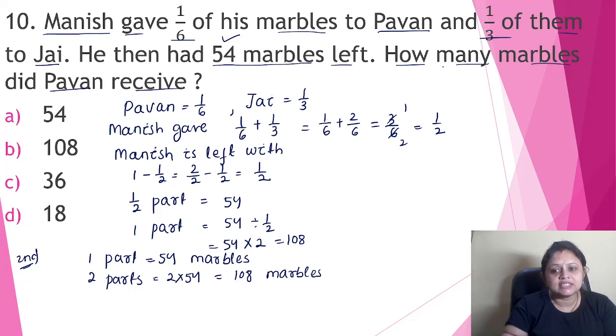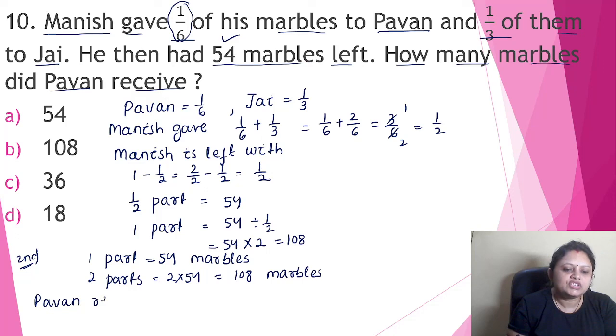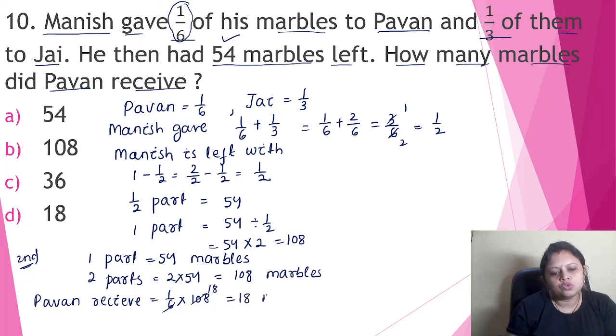But in the question it is asked how many marbles did Pawan receive. So Pawan received 1 by 6 of the marbles, right? So Pawan received 1 by 6 of the marbles, that is equal to 1 by 6 into 108. It will be 18. So that is equal to 18 marbles. So Pawan received 18 marbles. Okay. So the correct answer is option D, that is 18.